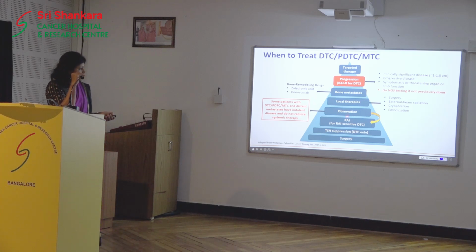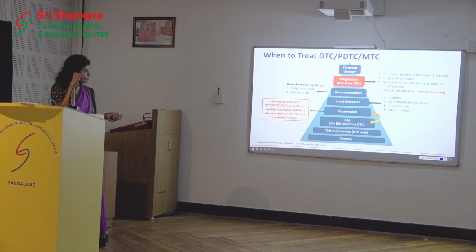So later on, the patient is on observation. When on observation, they can either remain in remission or they can present with metastasis. Whenever a patient presents with metastasis, what is important is when to treat. There can be indolent metastasis, indolent in the sense they are not symptomatic, they have some lung nodules or some bone metastasis, but do not have any symptoms related to that. Such patients can still be observed. They need not be immediately offered systemic therapy.